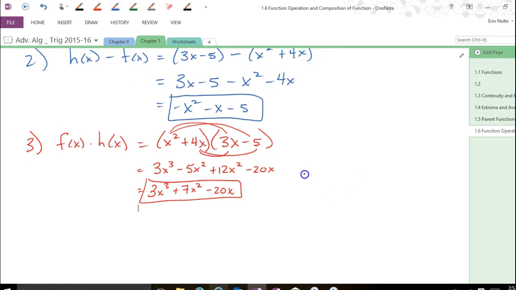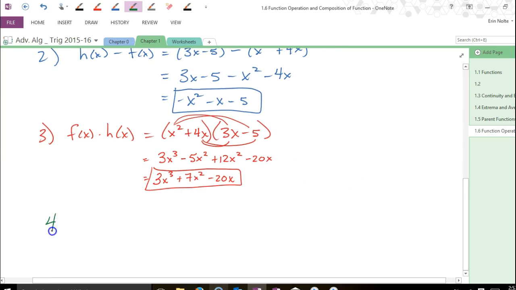This is simple. Okay, last one for this. Well, actually, I'm going to do one more thing after this, but dividing. Okay, let's say I have h of x divided by f of x. So what's my h of x? 3x minus 5 over x squared plus 4x.